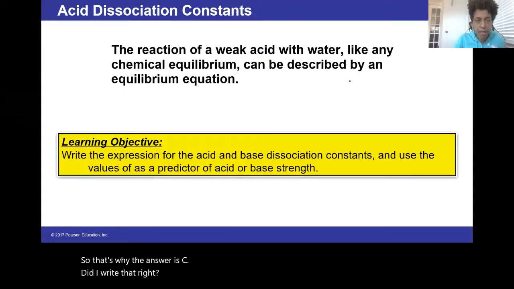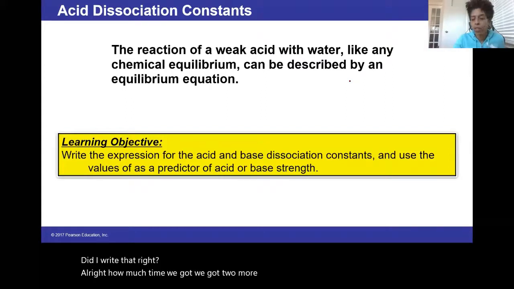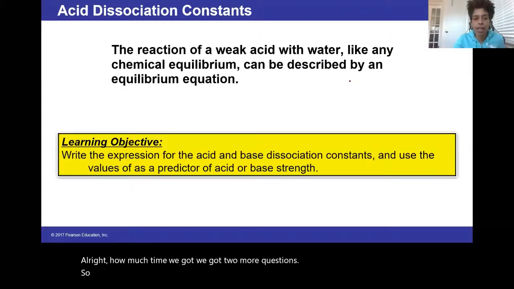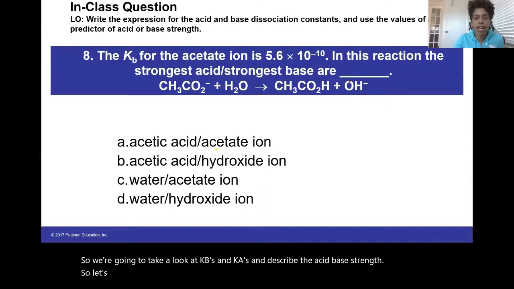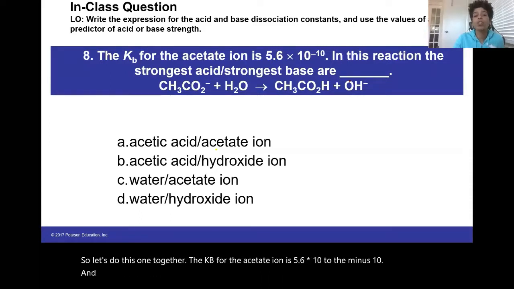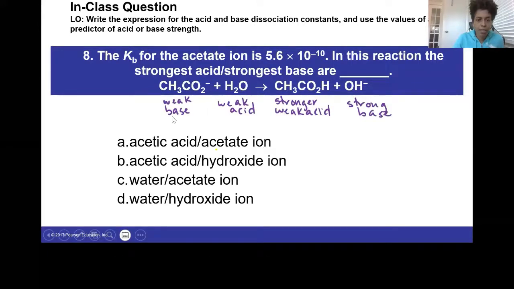All right. How much time we got? We got 2 more questions. So we are going to take a look at KBs and KAs and describe the acid base strength. So let's do this one together. The KB for the acetate ion is 5.6 times 10 to the minus 10. In this reaction, which are the strongest acid and base? So we have a weak base and a weak acid, and we have the stronger acid and the strong base.